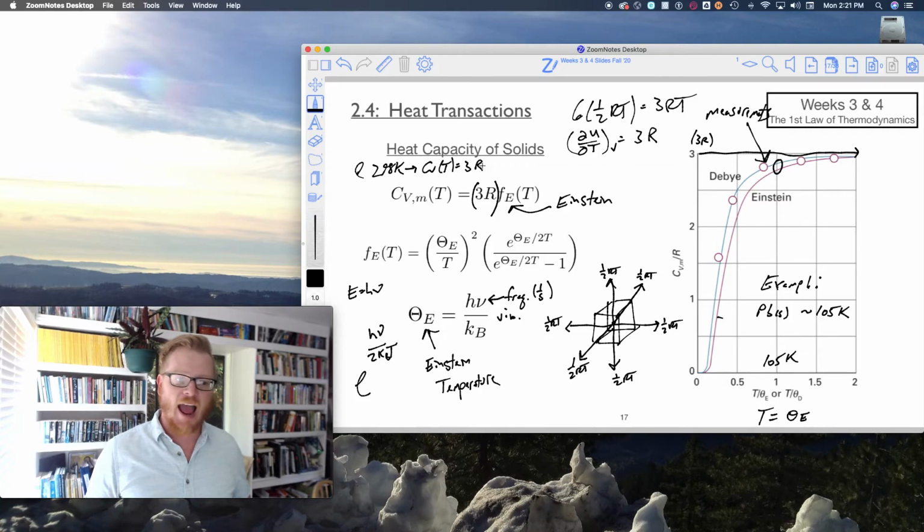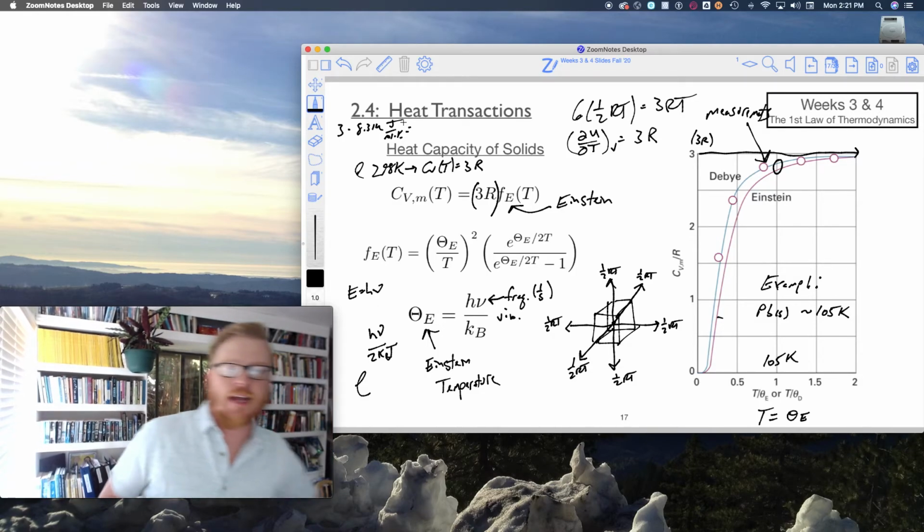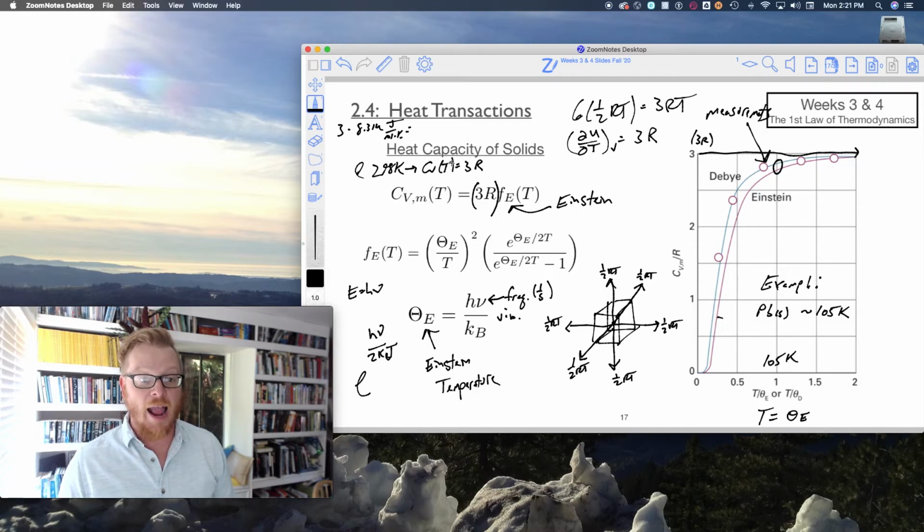And you might be thinking, how the hell is the heat capacity 3R for all solids? Well, check out how this works. It's 3 times 8.314 joule per mole K. A quick calculation, I meant to have a calculator out in front of me for this lecture. So 3 times 8.314 gives me about 25 joule per mole K.